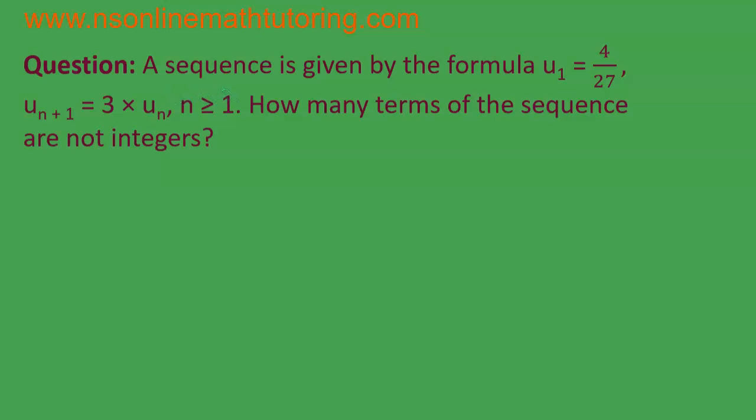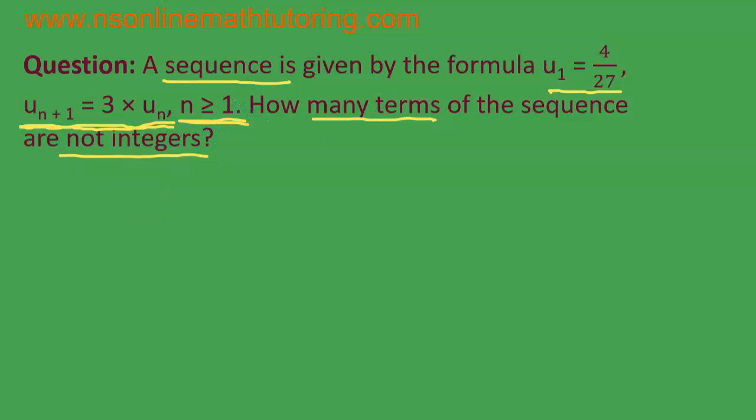A sequence, again they have said a sequence, not a geometric sequence, is given by the formula u1 is equal to 4 over 27. This is the first term of the sequence, and this is the rule: un plus 1, that is, the next term, is equal to 3 times the previous term. Un plus 1 is the next term and un is the previous term, where n is greater than or equal to 1. Obviously, n is the term number, so the smallest value of n is equal to 1. How many terms of the sequence are not integers?